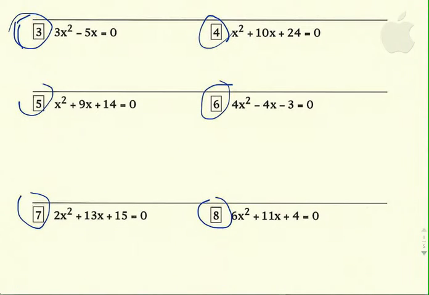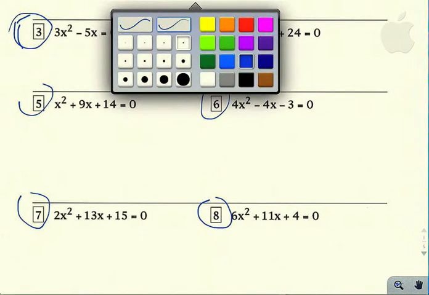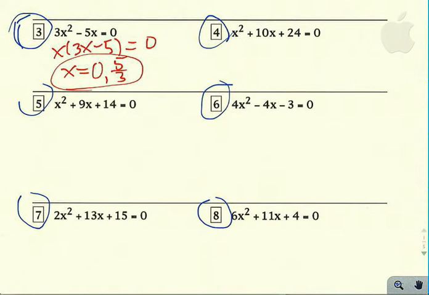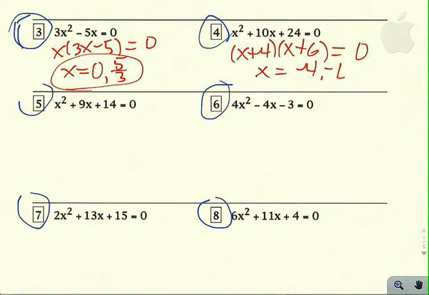Okay, we'll start with number 3. We're solving by factoring. So we'll take out an x. So that means x would equal 0 or 5/3. For number 4, x plus 4 times x plus 6 equals 0, so x would equal -4 or -6.